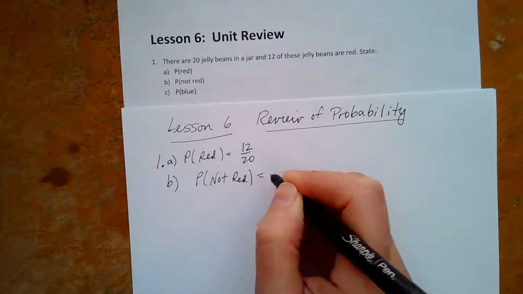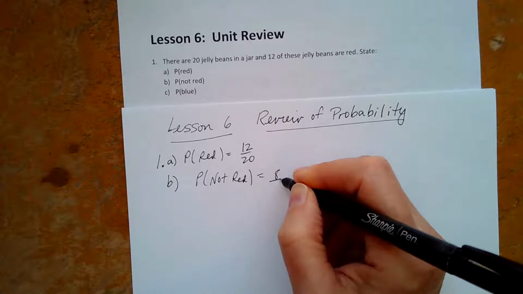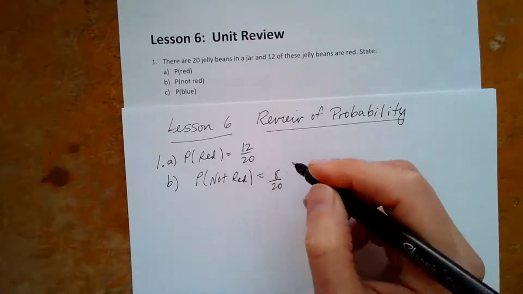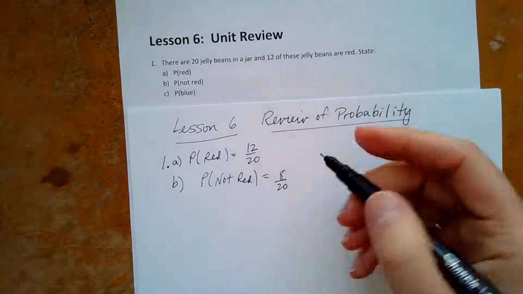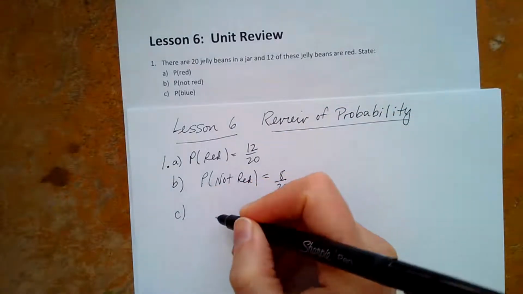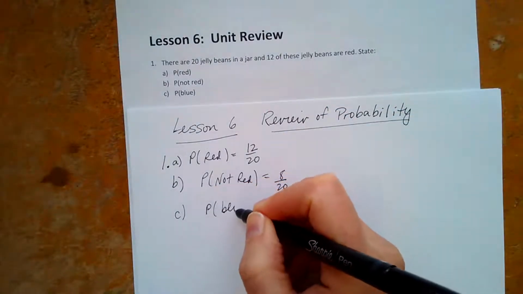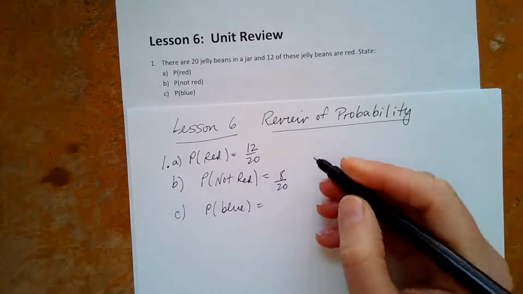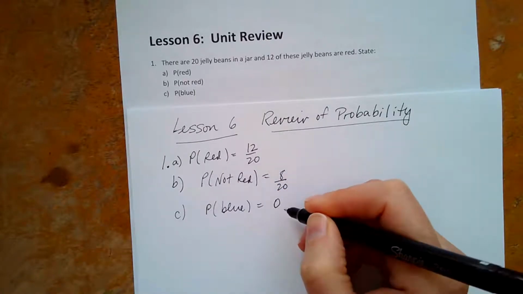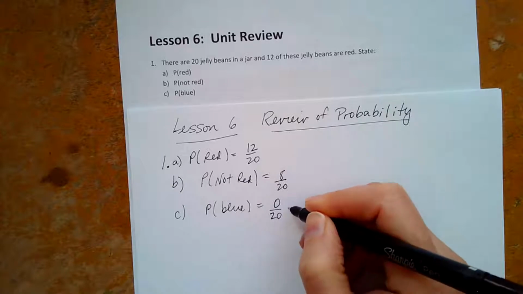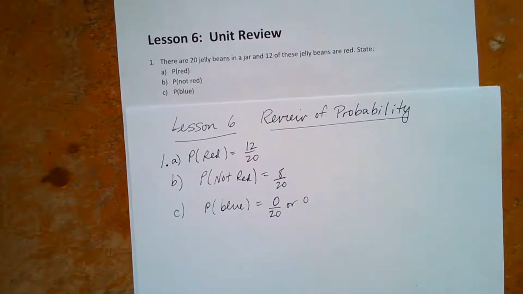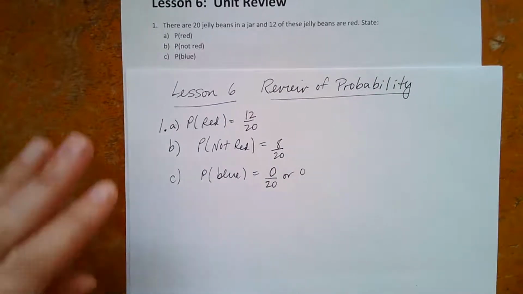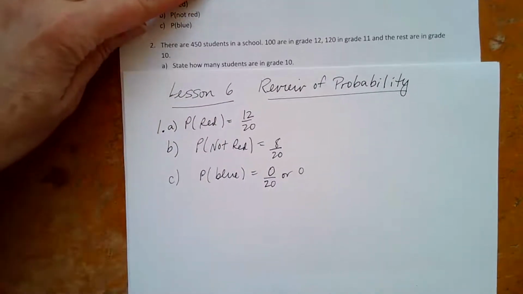If 12 are red, that means 8 are not red. 8 and 12 are complements of each other because in total they add up to the total amount of jelly beans. Probability of blue, well, since there are no blue jelly beans, it's 0 out of 20, or just 0, right? Either one's acceptable. All right, let's keep going.